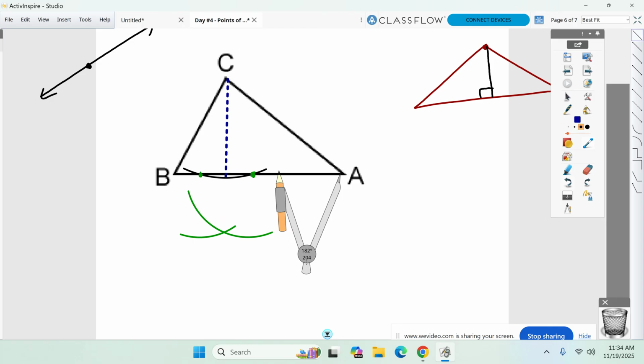All right, so go ahead and see if you can get a second altitude going to BC or CA, your call. And hopefully your orthocenter is indeed inside your triangle. So if you can only make it intersect in 1 spot, okay, no big deal. Extend your side. I think I'm going to have to do that.